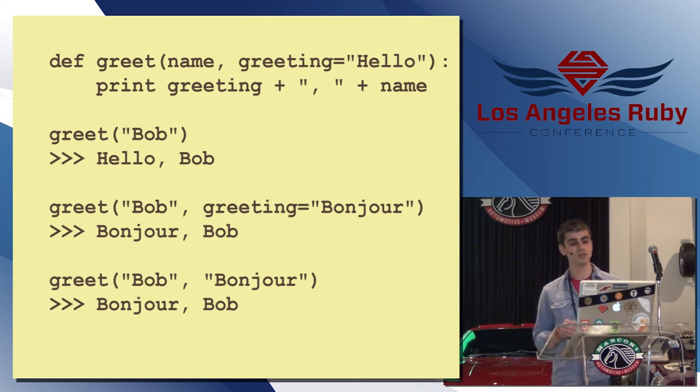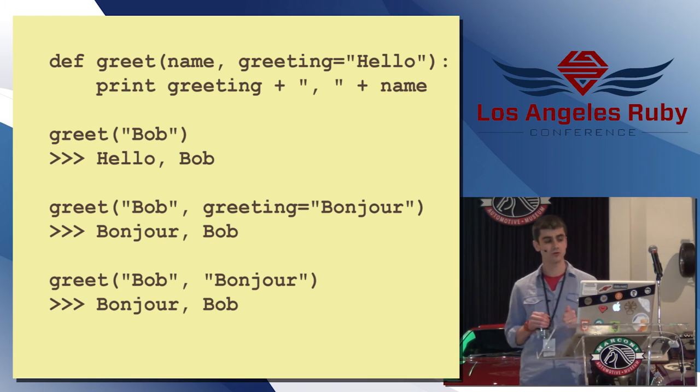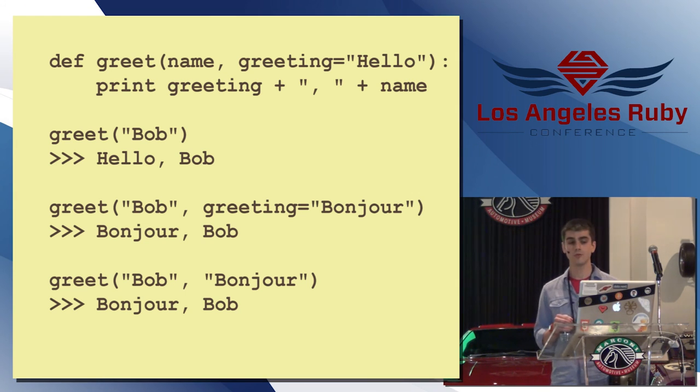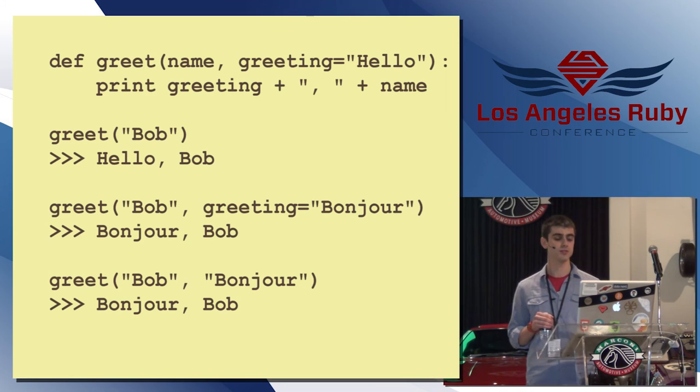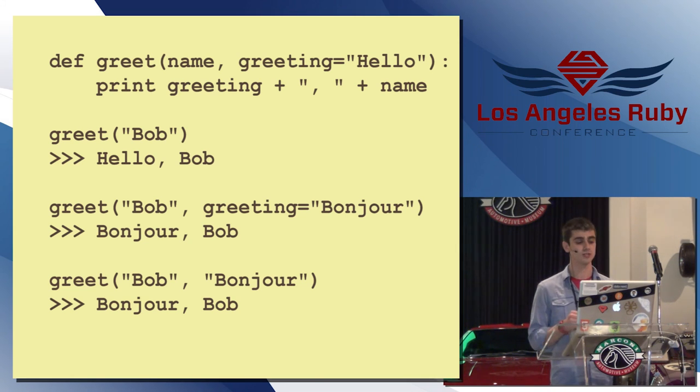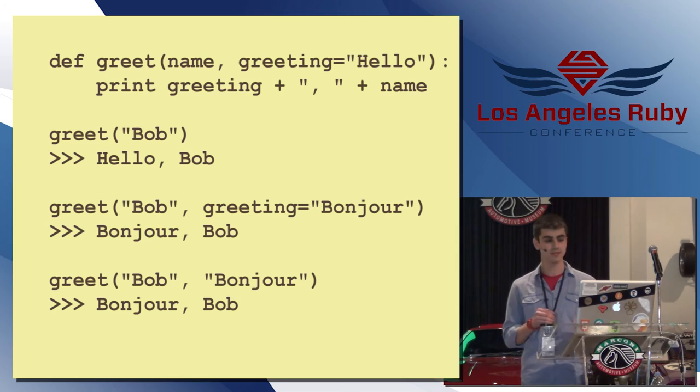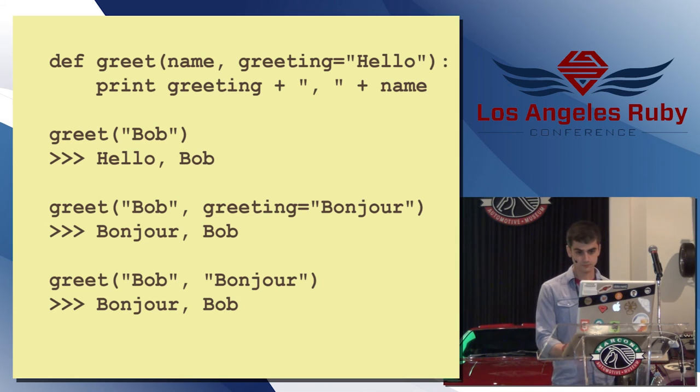So if I say greet Bob, it will use the default value of greeting, so it'll say hello, Bob. If I say greet Bob and then use a name parameter and say greeting equals bonjour, it will say bonjour, Bob. But if I don't want to, I don't have to name that parameter since it's the last one on the list. So I can just say greet, Bob, bonjour, and it will be the same result.